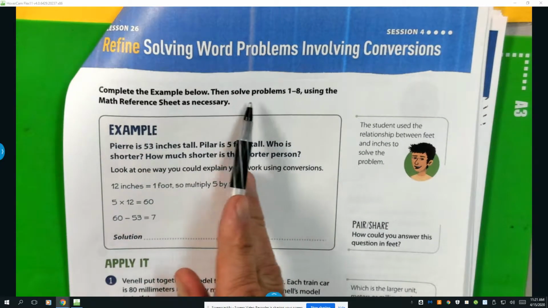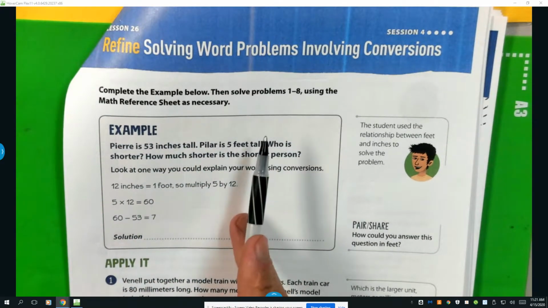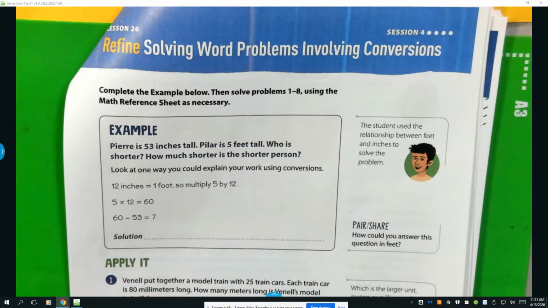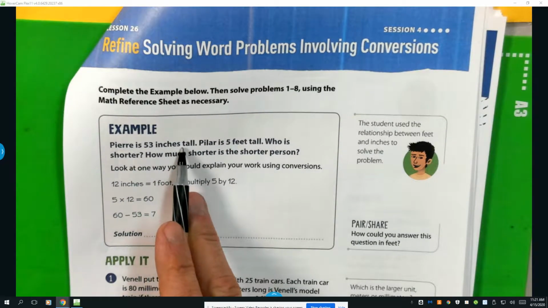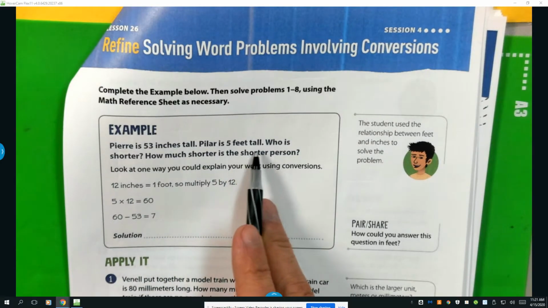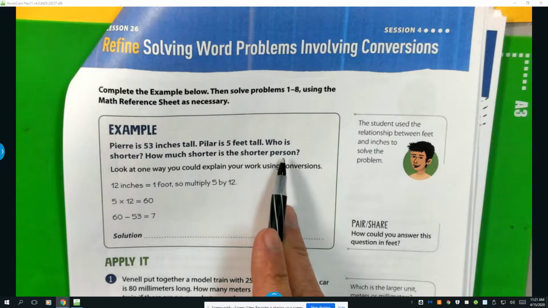Complete the example below, then solve problems 1 through 8 using the math reference sheet as necessary. And that would be your conversions. But look at the example. Pierre is 53 inches tall. Pilar is 5 feet tall. Who is shorter? How much shorter is the shorter person?